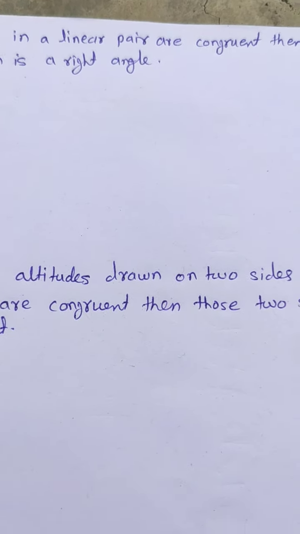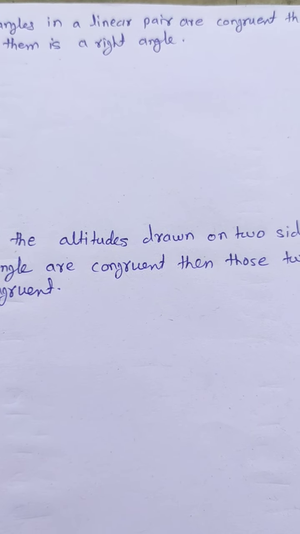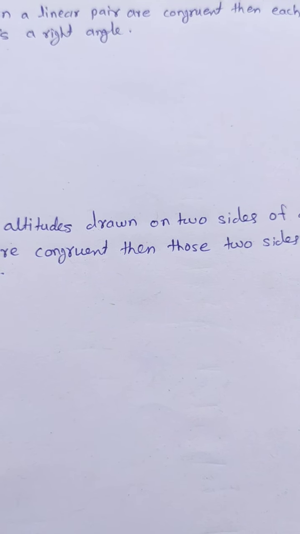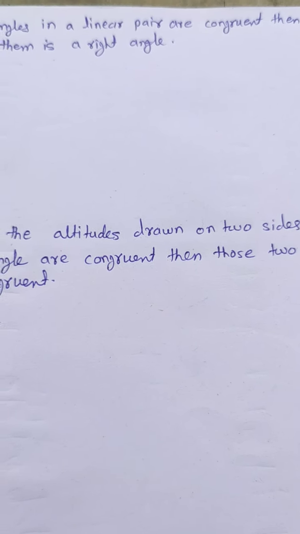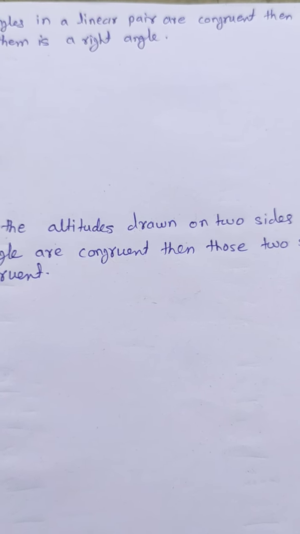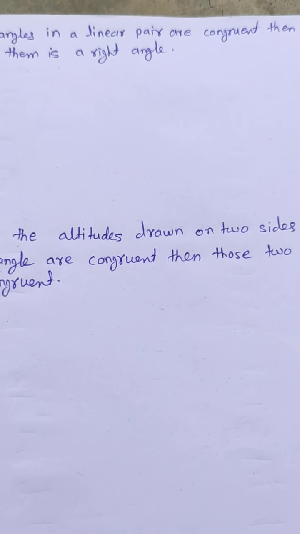So come to the second question. See here, the second question is there. Angles in a linear pair are congruent, then each of them is a right angle. I am only drawing a diagram. The remaining part you have to write. So let me draw.